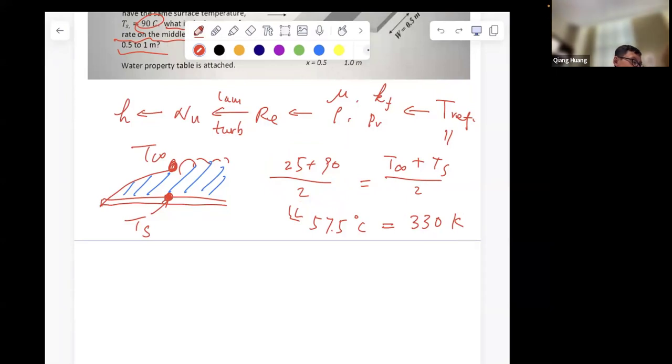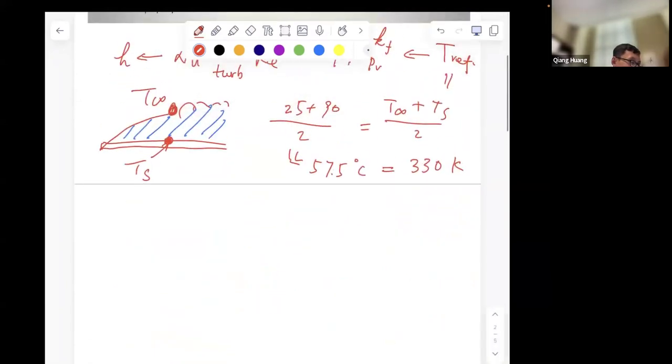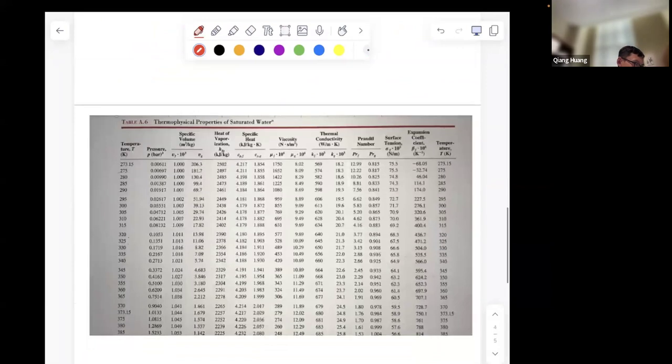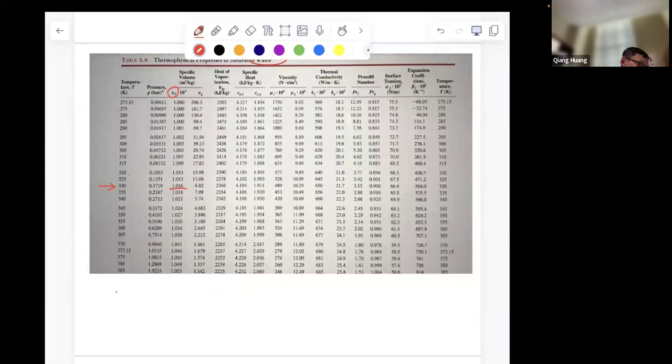And some students use the air table instead of the water table. That will make everything completely different. Then 330 K is right here. It is the water table. And this is the specific volume, and it is the inverse of the density. So I also detail something here: the specific volume of the fluid is 1 over density.